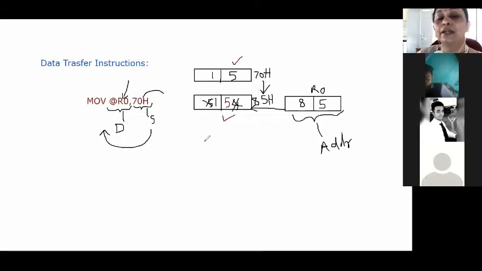So are you getting the point? Do you understand the working of this particular instruction? Yes. The data present at address 70 hexadecimal will be transferred to the memory location whose address is present in register R0. Are you clear, everybody? Yes, ma'am.